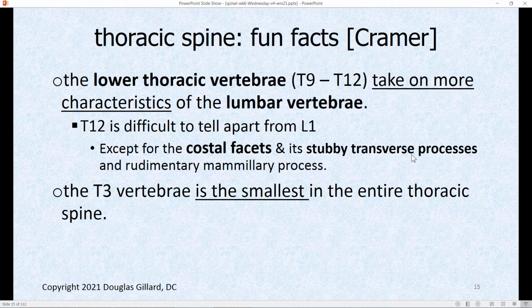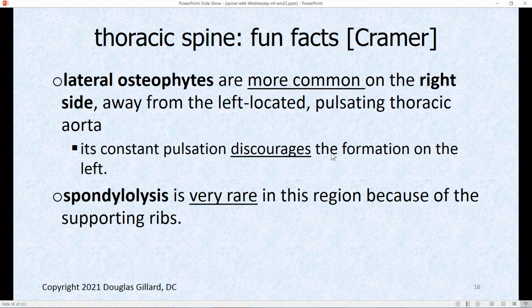The lower thoracic vertebrae take on more characteristics of lumbar vertebrae. That's intuitive. Same with the upper thoracic vertebrae, they take on characteristics of cervical. In fact, T12 is very difficult to tell apart from T1 if I just have the bones laying out on the table. Although, I shouldn't say that, because there are the costal facets, right? The lumbar vertebrae don't have a facet for the articulation of the rib head, so you can tell it apart. And it has these stubby little transverse processes as well. T3 is the smallest in the entire thoracic spine. These are definitely fun facts.